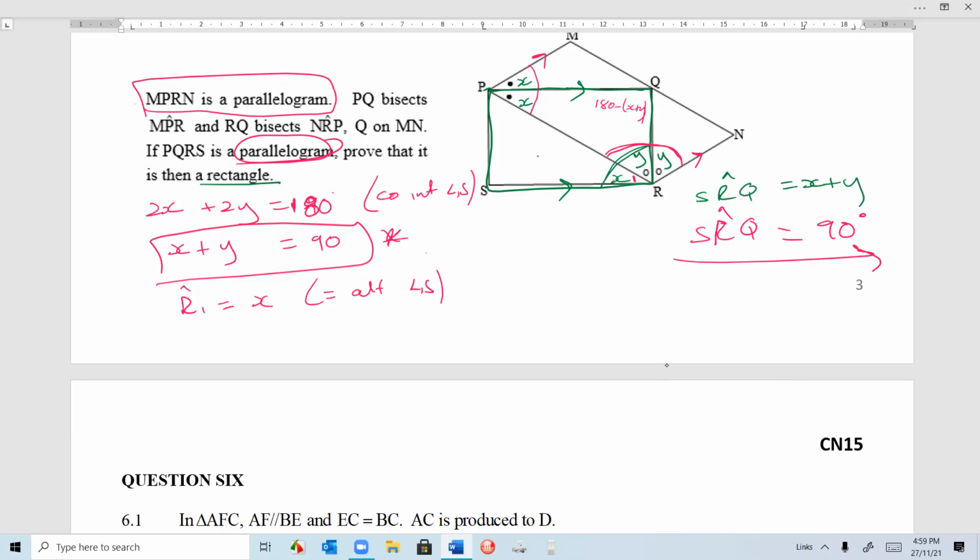Right, carry on. So if we worked out x plus y to be 90, then 180 minus 90 would have been 90. Yeah, that'll work as well. So you're going to prove that angle Q is 90. Yes, sir.